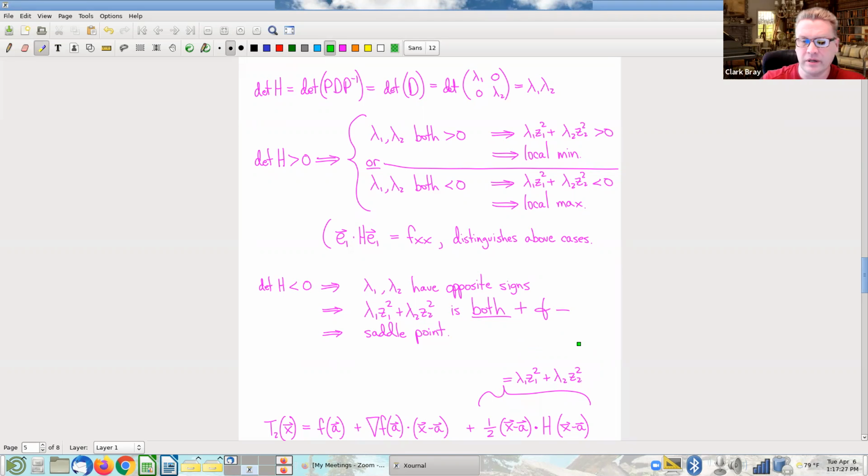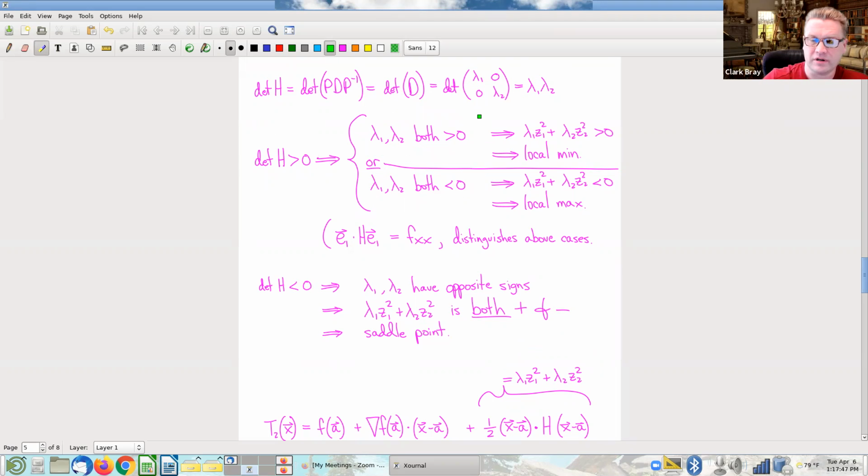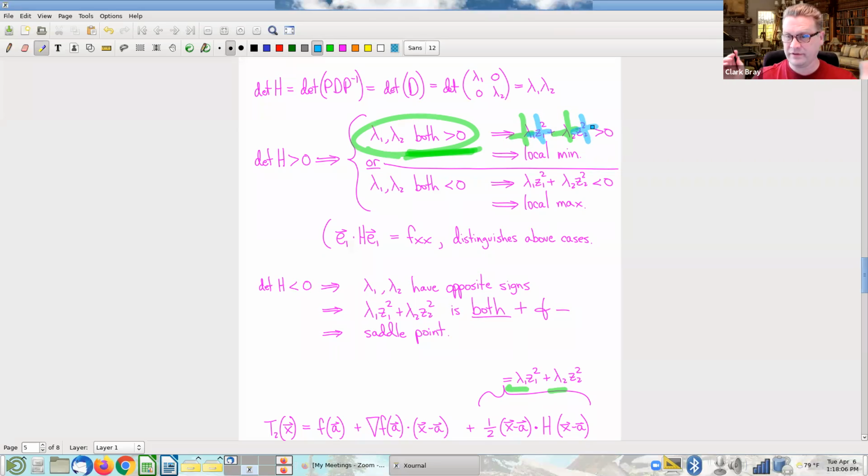So let's carry it through. Suppose the determinant is positive. There are really only two ways that can happen: either they're both positive or they're both negative. And in those cases, we get to draw simple conclusions. If both of these eigenvalues are positive, then, since these squares are always positive, I've got positive plus positive, which is definitely positive.